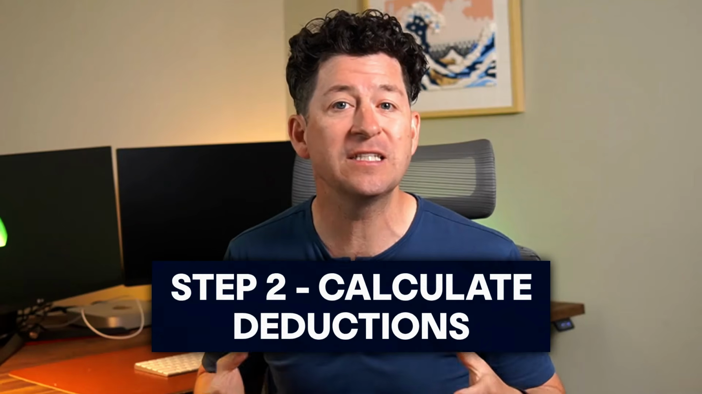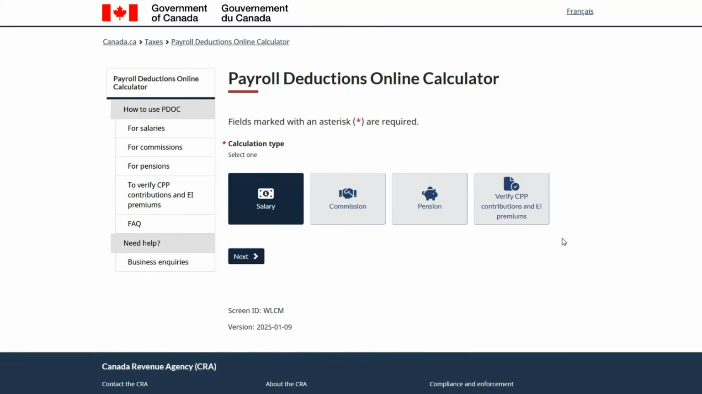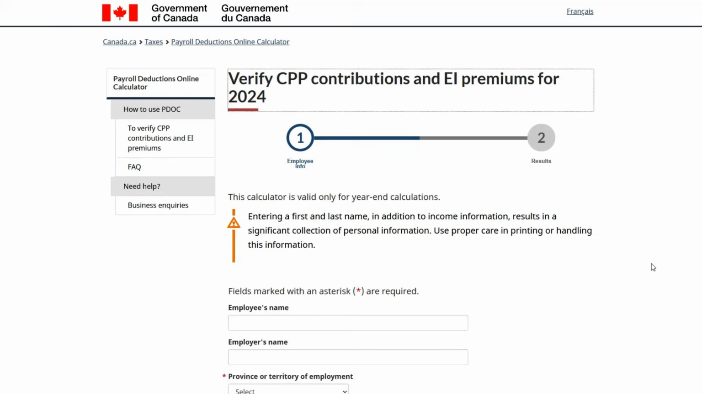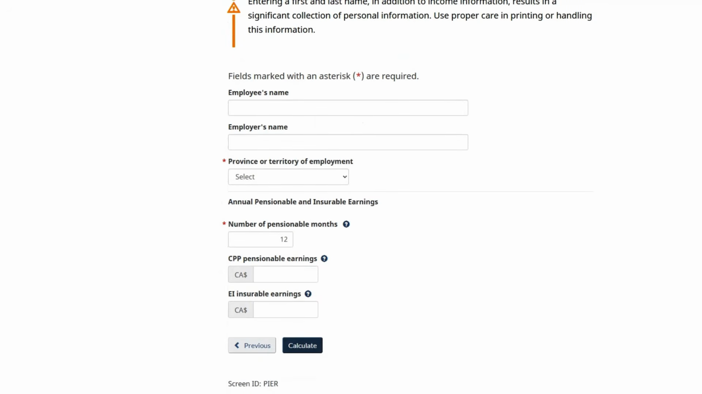Step 2, calculate deductions. Next, figure out how much to withhold for income tax, CPP, and EI. The easiest way to do this is with CRA's payroll deductions online calculator, which is linked below. Just plug in the applicable information such as the province, pay frequency, gross pay, and tax codes from your employee's TD1 form. The calculator will then give you the amounts you need to withhold, how much to pay your employees, also known as their net pay, and how much to remit to CRA.